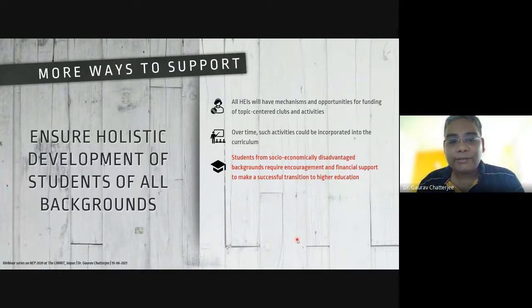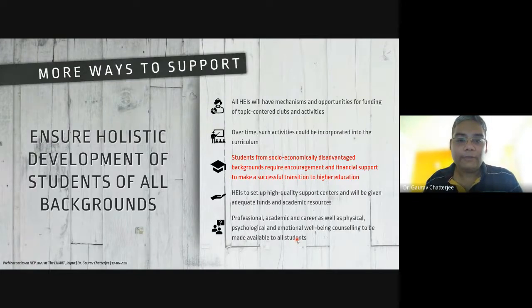Students from SCDGs require constant encouragement and financial support. So we are talking about equity here. How do we do that? How do we identify students from different strata about the quantum of support that they need, and how do we do that? That is one discussion point that we can have.